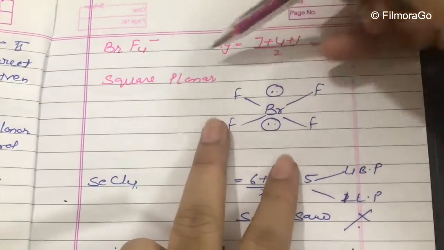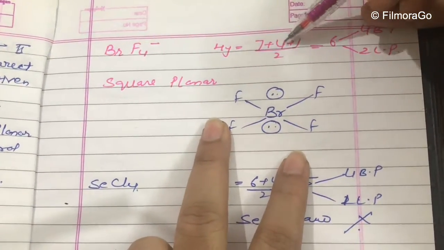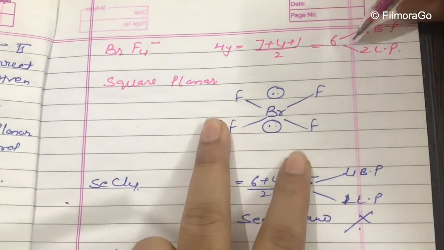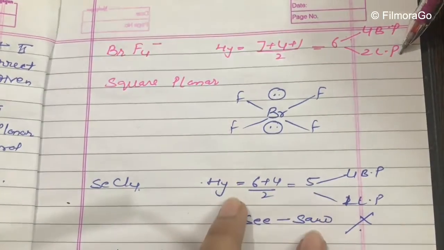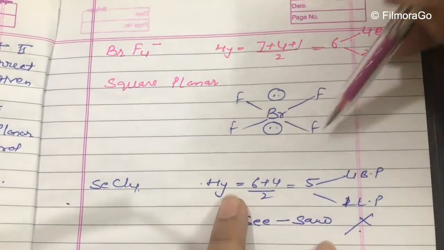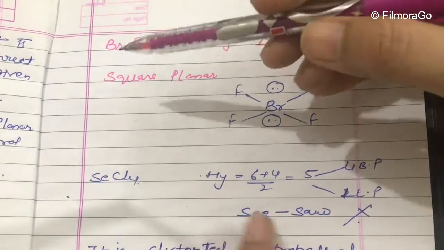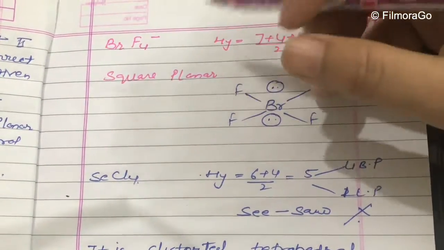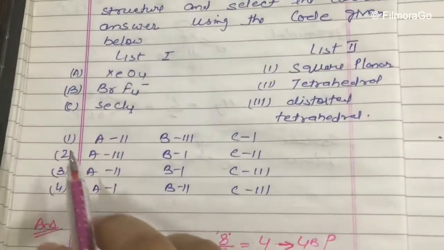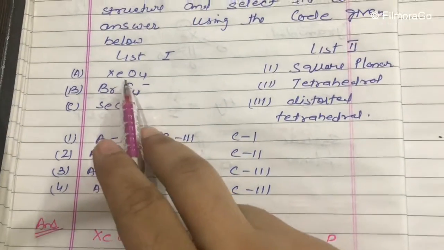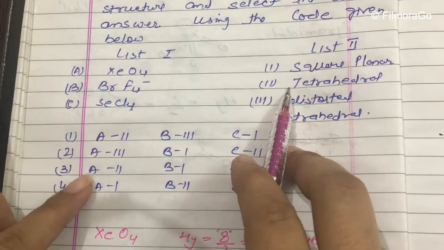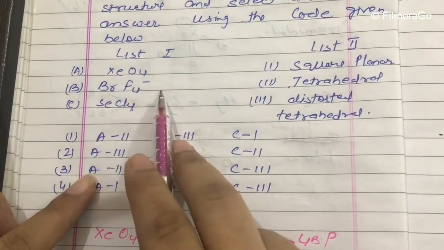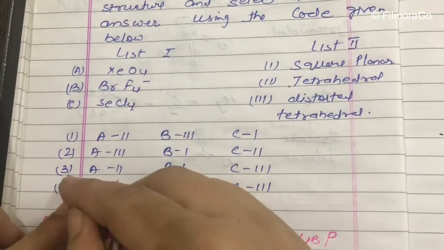BrF4 negative, the hybridization is equal to (7 plus 4 plus 1) upon 2, that is 6, total pair 6. In 6 pairs there are 4 bond pair and 2 lone pair, so the structure will be square planar, like this. Now after finding the first two options, we can find the correct option. In case of XeOF4 the structure is tetrahedral, so the option for A is second, and for BrF4 negative the structure is square planar, so the third option will be correct.